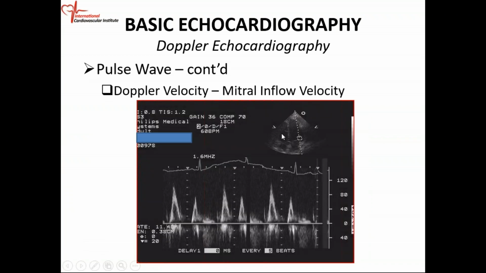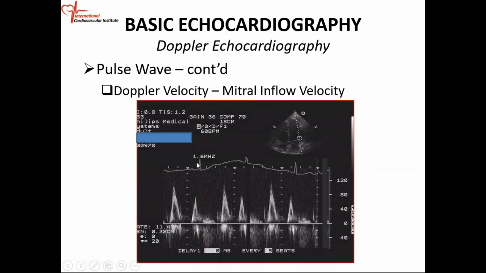Again, we saw this before. Apical four-chamber here, cursor is right there. The sample volume is there. Your transducer is right up here. We have flow in diastole from the left atrium across the mitral valve into the left ventricle. The flow is towards the transducer, hence we have the envelopes above the baseline. Okay, this flow is in diastole.